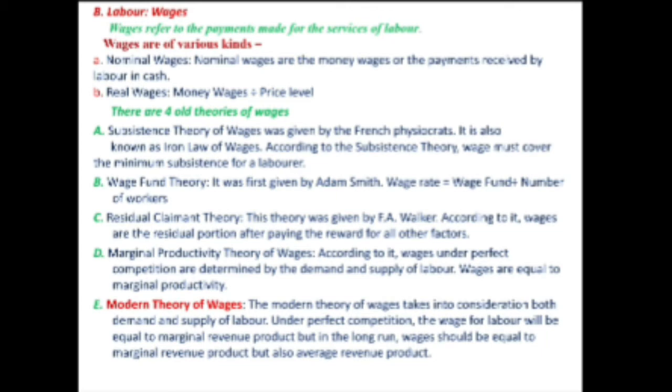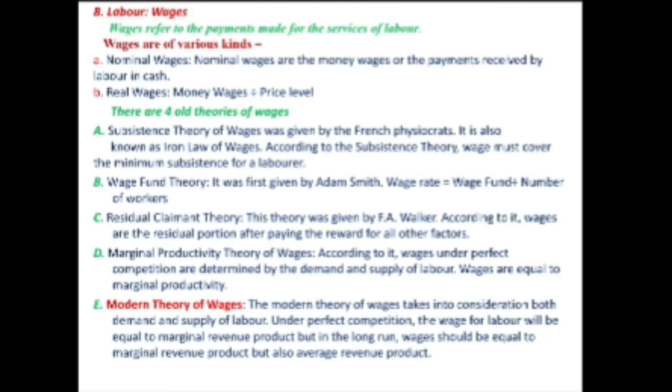Then we have wage fund theory. It was first given by Adam Smith. According to him, wage rate is equal to wage fund divided by number of workers. Then we have residual claimant theory. This theory was given by F.A. Walker. According to it, wages are the residual portion after paying the reward for all the other factors.